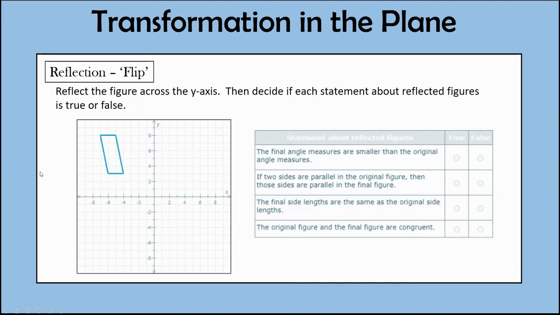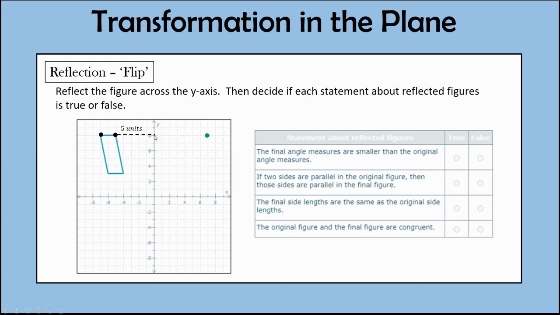Okay, reflect this figure across the y-axis, then decide if each statement about the reflected figures is true or false. So if I'm reflecting this over the y-axis, again, I'm only going to reflect the vertex points, and then I'll draw it in. So I'm going to start with this first point up here in the left corner. It's 7 units from the y-axis. All right, so now I want to move 7 units in that same line away from the y-axis, and there's my first point. Okay, go to the next point.